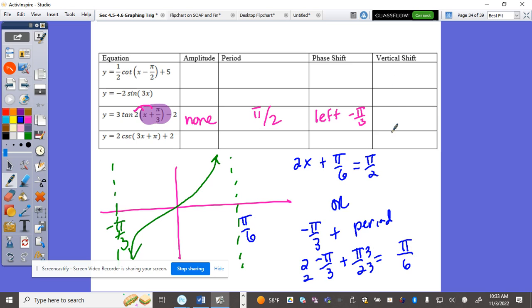Okay. And the vertical shift is minus 2. So you are going to move down by 2 units.